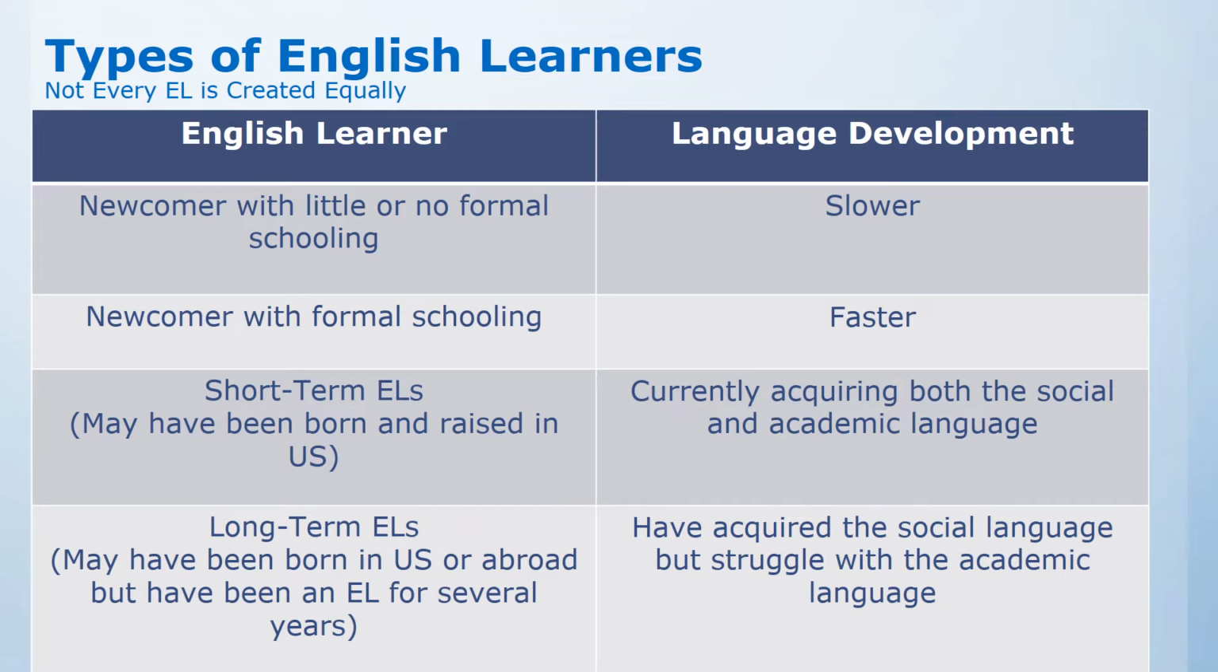They are easily missed since they sound like their English language peers. While they have acquired the social language, they have not attained the academic language necessary to be successful on classwork and assessments. Oftentimes, we hear teachers say, these students are just not applying themselves or they're being lazy. The truth is, they lack the academic language.